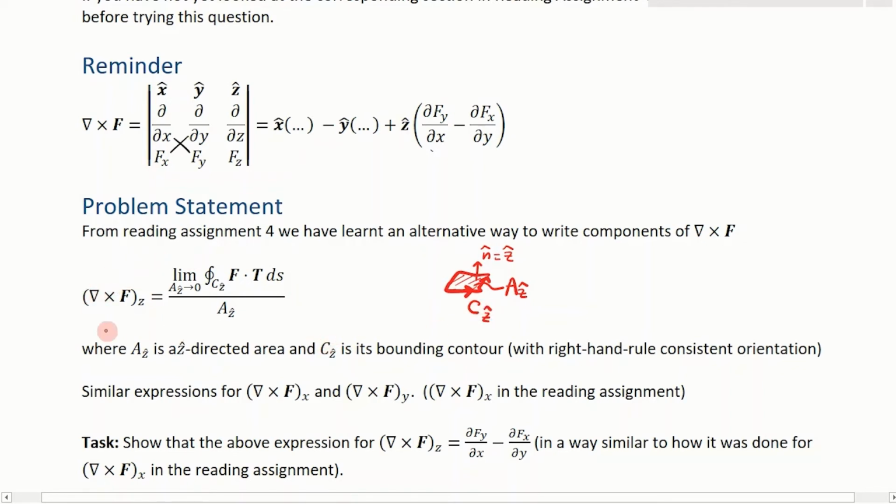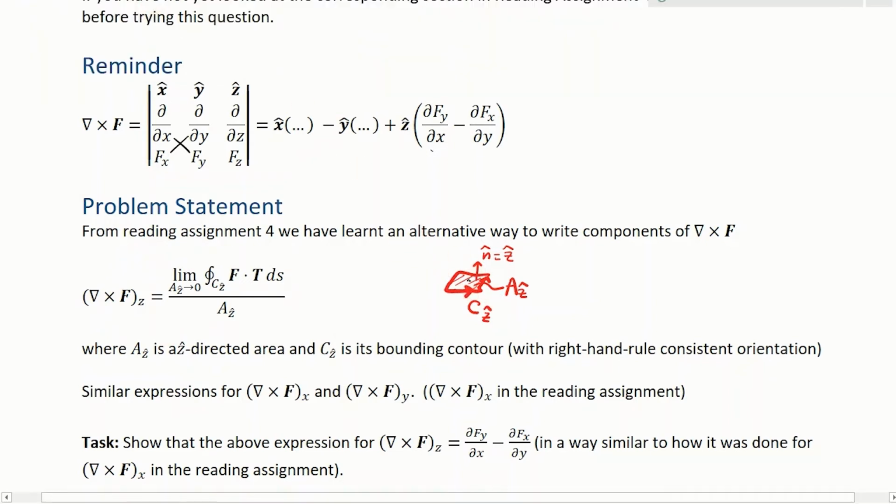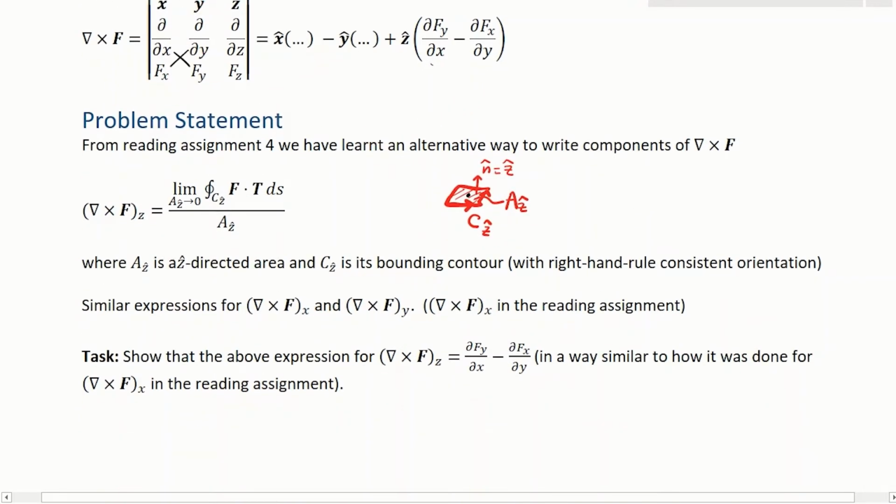Now, this expression is saying that if you're interested in the curl of a vector field at this location, what you want to do is, for the z component, for example, you would set up an area that is in the z direction. You would figure out how much the vector field is circulating on this contour, and then you would divide it by the area that's bound by this contour. And then to find the x or y component, you would do the same thing, but you would direct the area in the x or y direction.